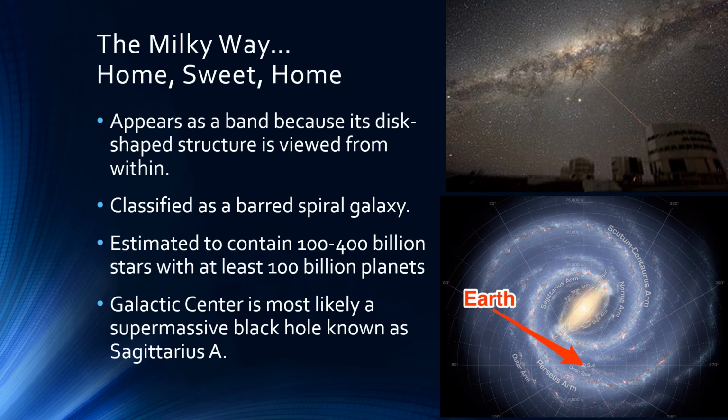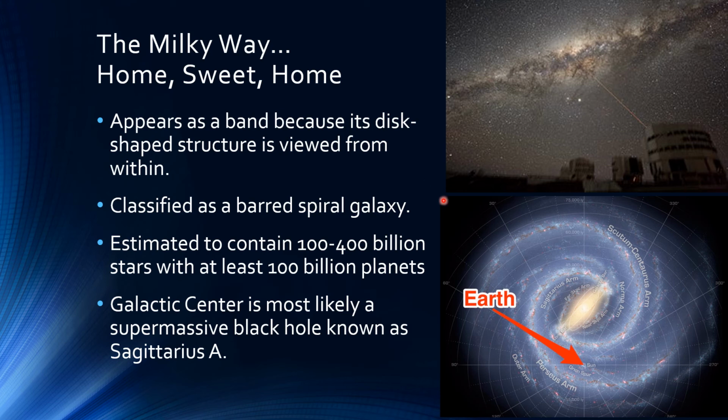The Milky Way, home sweet home. Now, if you've ever had a chance to go out to an area that's far away from city lights, you're going to look up and you're going to see this wonderful band up in the night sky. This is because we are inside of a disc-shaped structure. So when we look out, we can see one of the outer arms of the Milky Way.